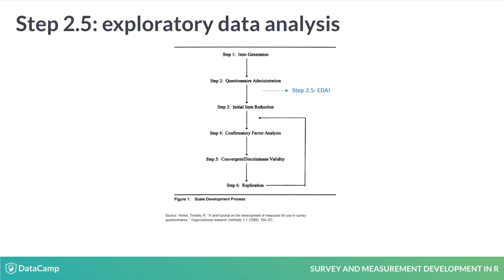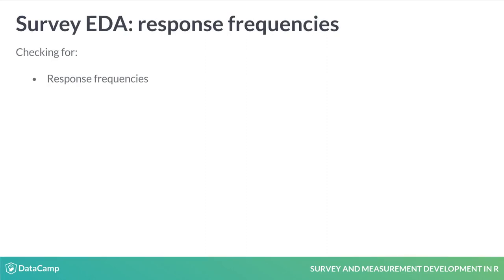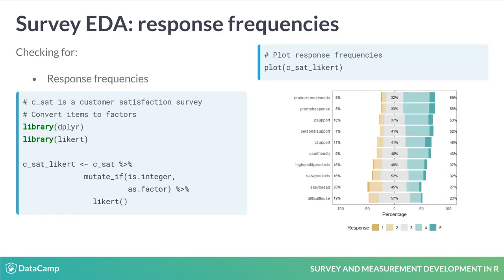First, let's check response frequencies. Are respondents unanimous in rating each item, or is there a range of opinions? We can get a great visualization of this with the Likert package. To do this, we first pass our data frame to the Likert function. All items must be converted to factors for this function, so we'll do that using dplyr's mutate_if function, converting all integer variables to factors. We can pass our new object here to plot a bar chart of our response frequencies.